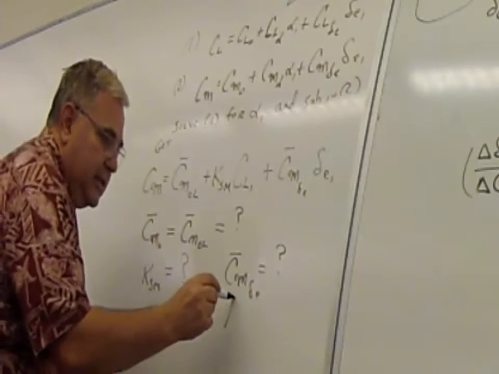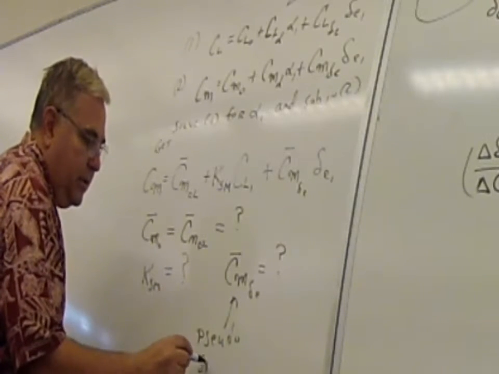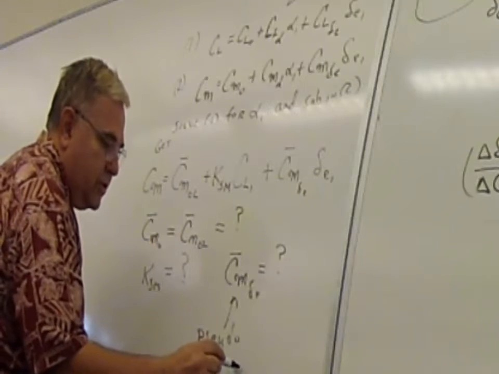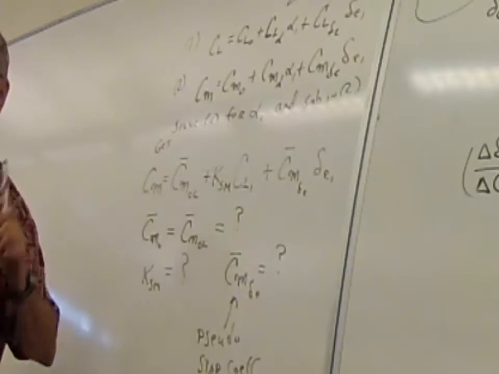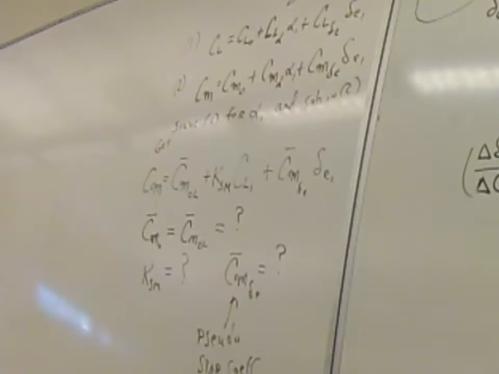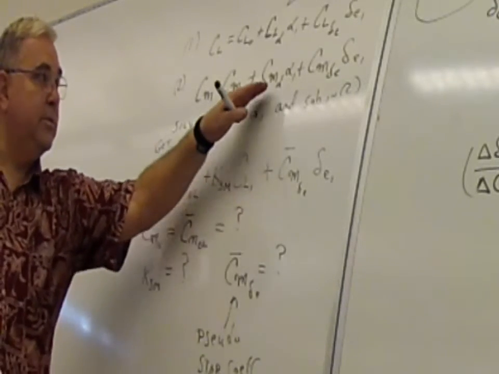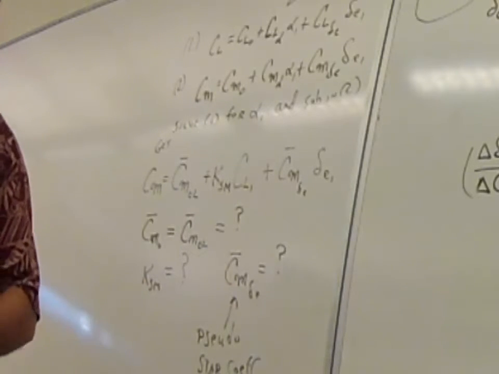So these are called pseudo stability coefficients. They're called pseudo because they're functions of stability coefficients. You won't find these in the table. You won't find them in Nelson or in Roskam. You'll find the stability coefficients, but you won't find these. You'll have to solve for these. And these are what we're going to plot.